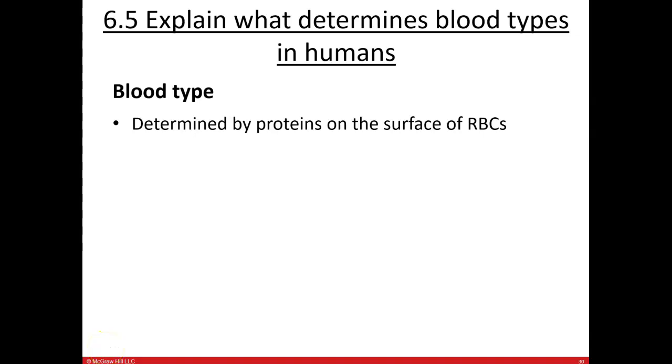In section 6.5, you're going to explain what determines blood types in humans. Now, I'm going to give you a lot of background on blood typing. In lab, you're also going to be talking about blood typing. So between lecture and lab, I'm hoping that you understand this material.